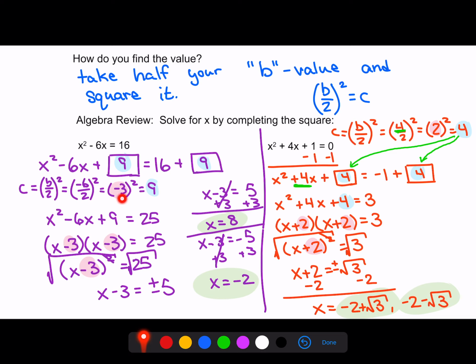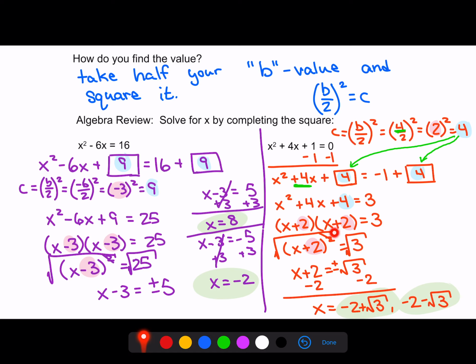If you notice over here, it was -3. These were both negative here. So the sign still stays with each of these. So keep that in mind. So we're left with x plus 2 times x plus 2 equals 3. I can combine the left side because they're the same value, and I can make it squared. x plus 2 squared equals 3.